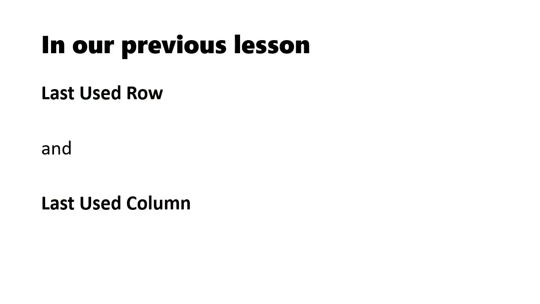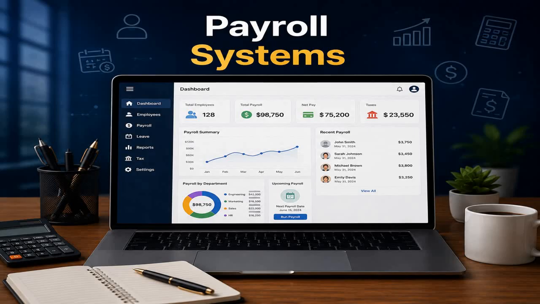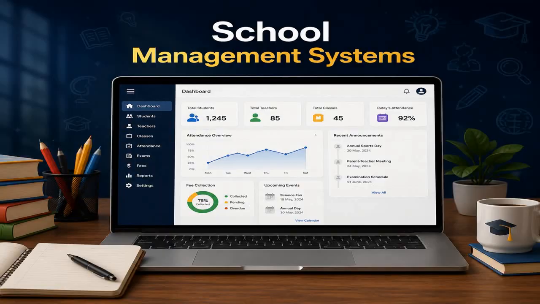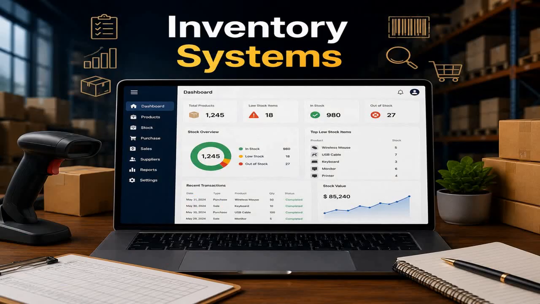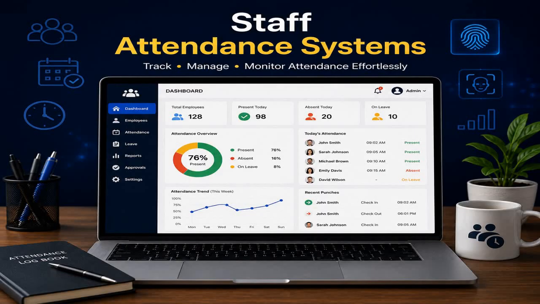In our previous lesson, we learned how to find the last used row and last used column. Now that we know how many records exist in our data, how do we process every one of those records automatically? The answer lies in loops. Every professional VBA application uses loops. Whether you are developing a payroll system, a school management system, an inventory system, a POS application, or a staff attendance system, you use loops every single day.